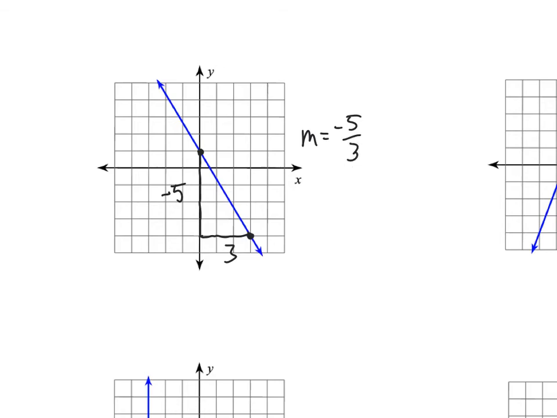And we can double check that this makes sense that it should be negative, because I'm going in a downward direction from left to right, which means that my slope is going to be negative. So good. That's what this should look like.